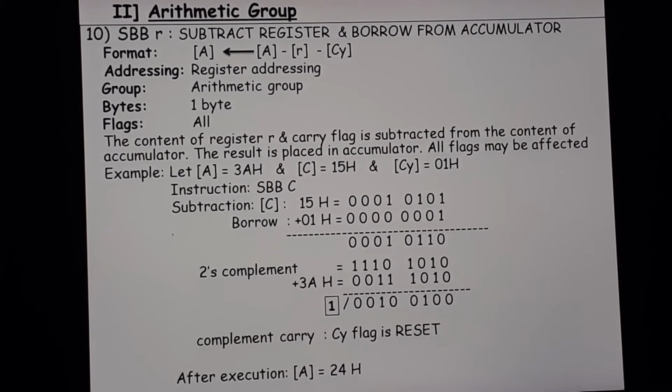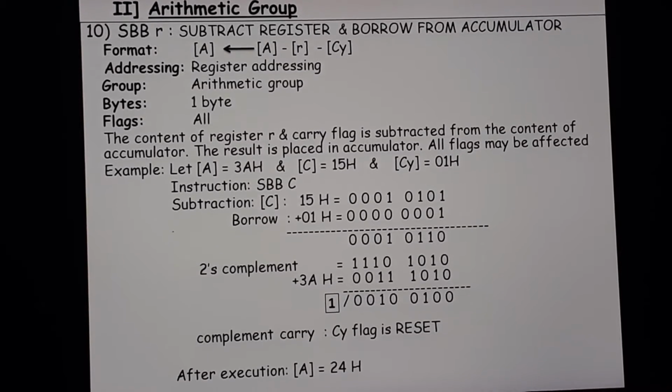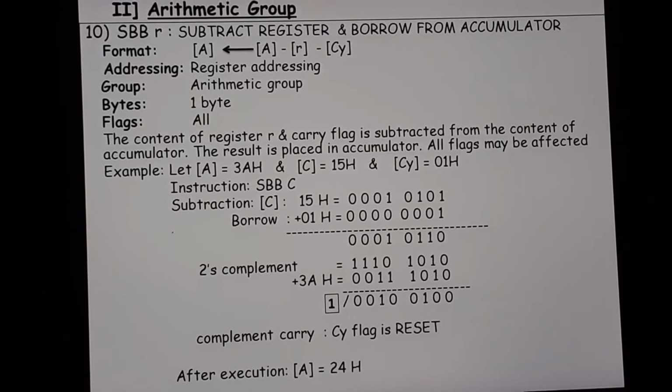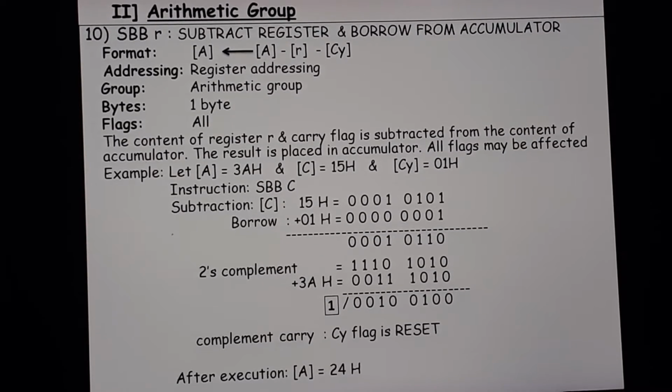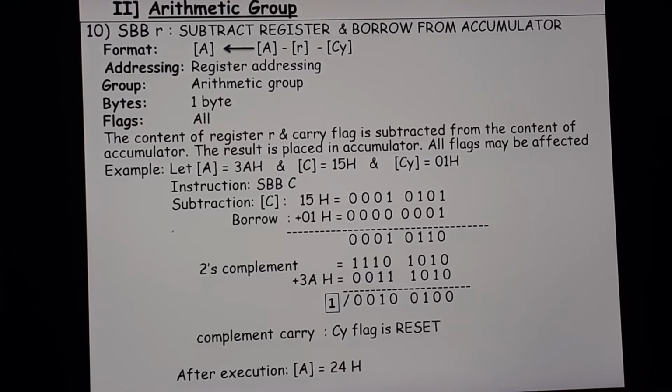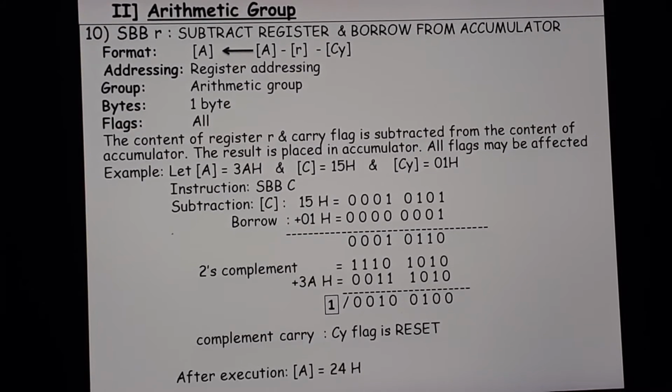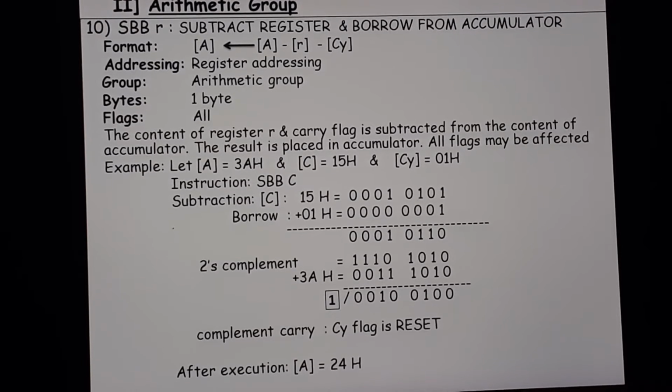For 1, 5 is 0101. The borrow that I have assumed here is 0 1. You can take either 01 or 00. So for 01 the data is 4 times 0 and 0001. After adding both the data, I got the answer as 16, correct? So in decimal it is 16, 0001 0110, which is nothing but 16.